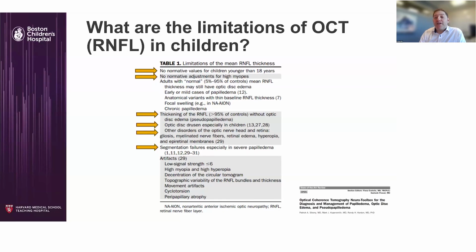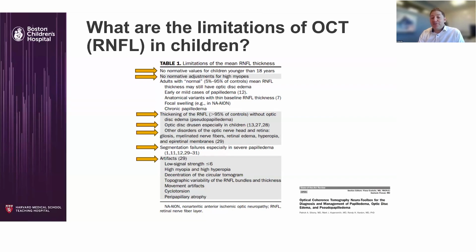Segmentation failures. So if an RNFL is over 200, usually most of the algorithms stop working. The proprietary ones especially. There are some research ones that are better that I don't think have been put into proprietary use yet. I have no financial interest in any of this, but I've noticed that the Spectralis from Heidelberg tends to be a little bit better with segmentation failure than the Zeiss Cirrus, especially with the ganglion cell layer. And then artifacts.